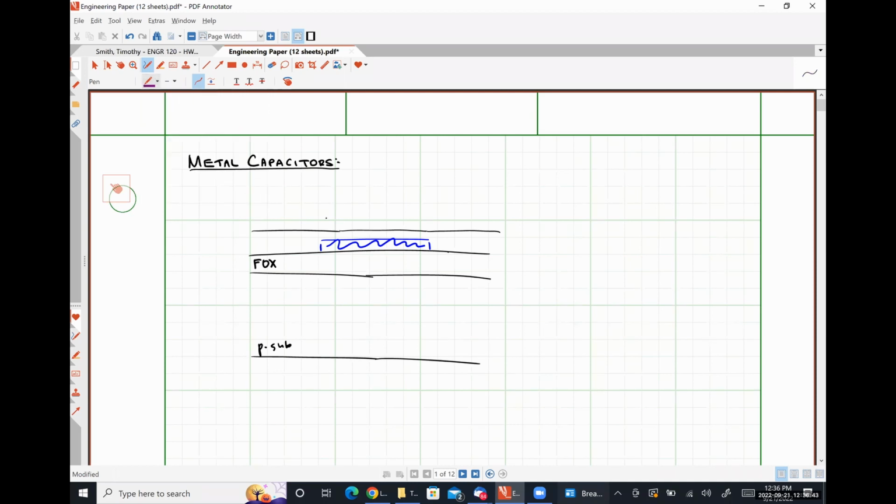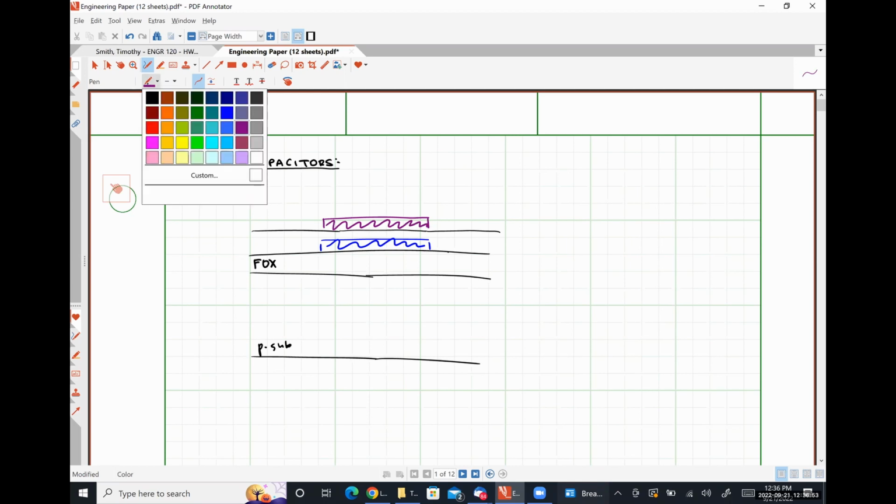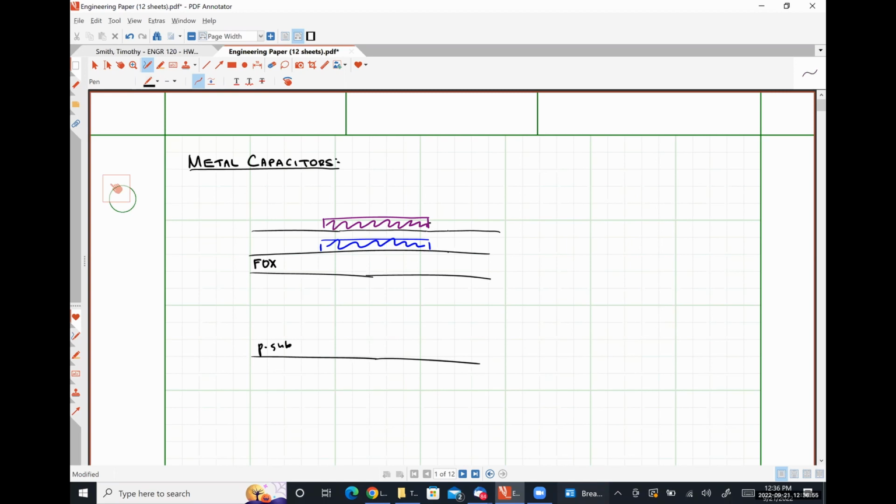And then here would be our metal 2 layer. And in a situation like this, obviously we're forming some intended capacitance, which I'm going to call CM2 to M1. But additionally, we get a parasitic capacitance between our lowest metal layer and our substrate.